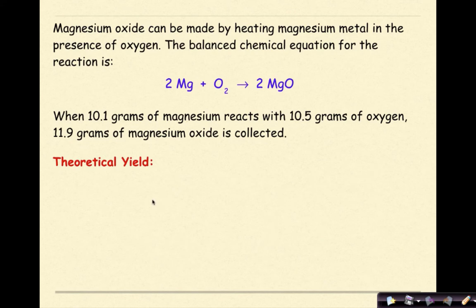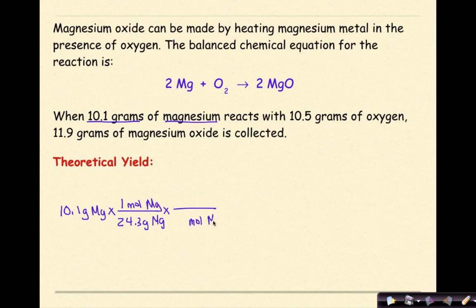Now that I have identified my limiting reagent, I can go back and figure out my theoretical yield, or the maximum amount of magnesium oxide that I should be able to produce. Since I know that my magnesium is my limiting reagent, I'm going to start with 10.1 grams of that. 10.1 grams of magnesium, 24.3 grams of magnesium in 1 mole of magnesium. I am going to convert from moles of magnesium to moles of MgO because I am doing a theoretical yield and I want to figure out how much product I'm going to produce. The coefficient in front of the MgO is 2. The coefficient in front of the Mg is also 2, so ultimately I'd be able to cancel those out.